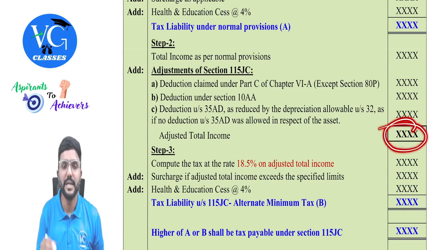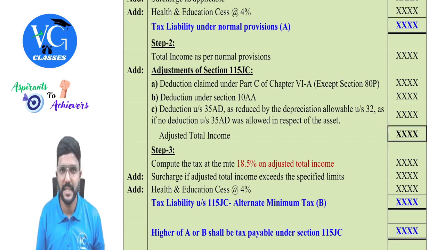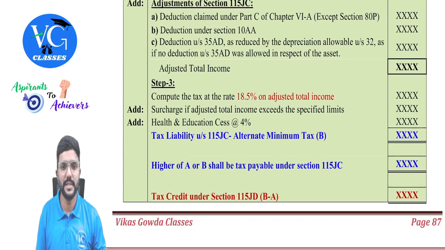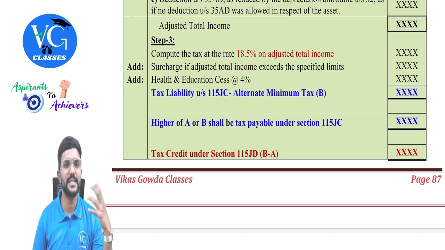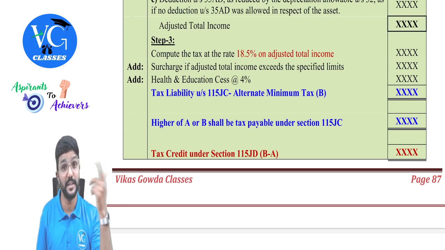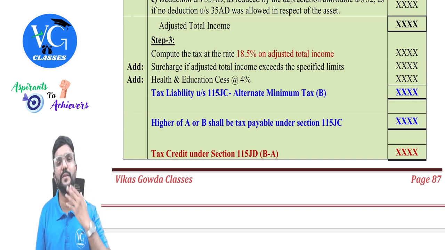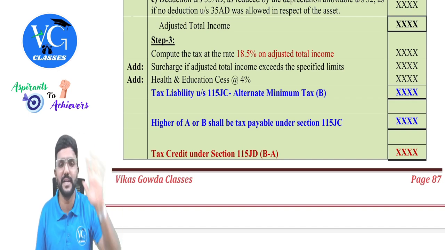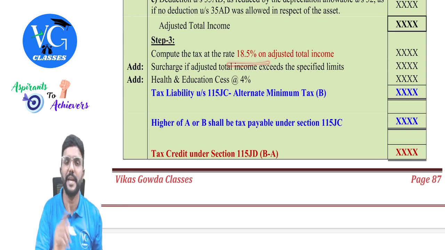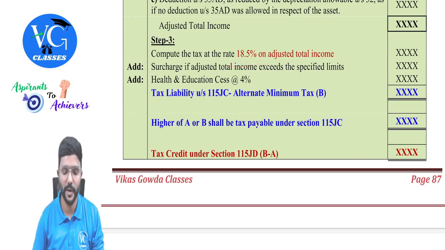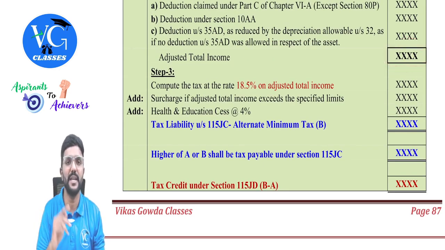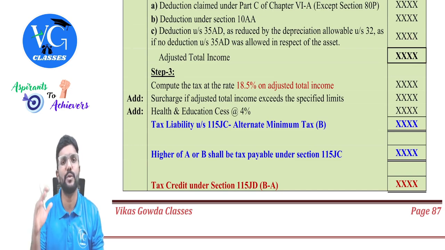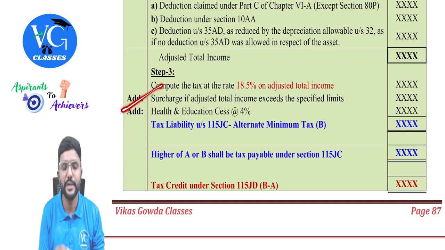Then we derive a figure called adjusted total income. On this, the AMT rate is always fixed at 18.5%. Whether the assessee has special income or normal income, it doesn't matter. Who the assessee is also doesn't matter, obviously other than a company. The rate applicable to them, which we learned in the tax rates chapter, doesn't matter. Here, the AMT rate is fixed at 18.5%. And if adjusted total income is more than the specified limit for surcharge applicability like 50 lakh, 1 crore, 2 crore, here we need to add surcharge.